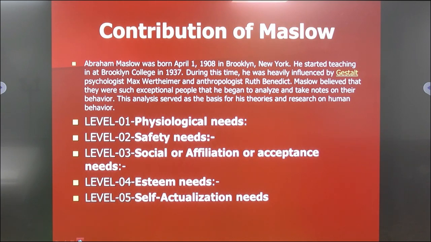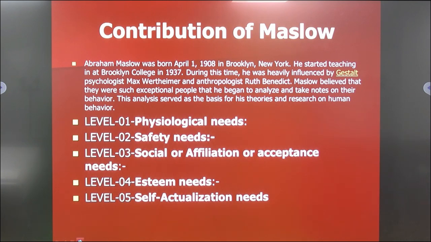Psychological needs dominate when all needs are unsatisfied. Once these needs are met, we can move to the next level, and the next level is safety needs. At this level, we seek our safety through other people and strive to find a world that will protect us and keep us free from harm.